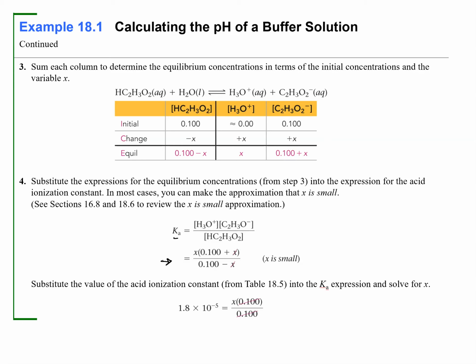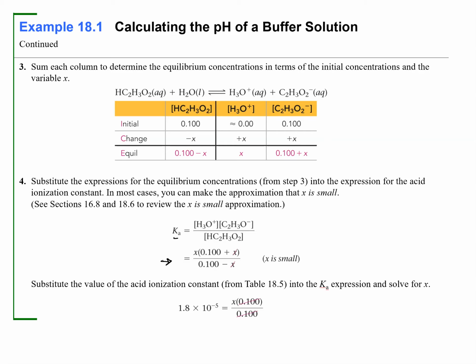And here's what's important. In most cases, you can make the approximation that x is small. And we're going to talk a little bit about this more. But as long as x is small, you can say it's not going to substantially modify the term here or here. Not outside that. But if x is substantially smaller than 0.100, it may not even impact the value of 0.100 in terms of significant figures. And that's what the assumption is based off of here.